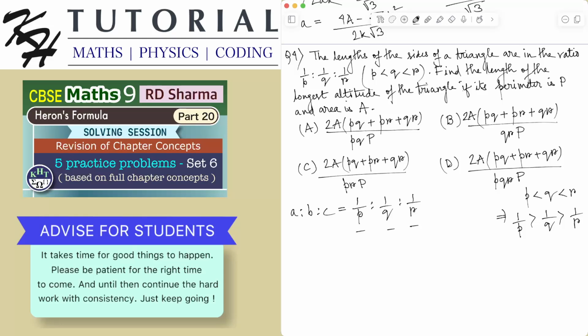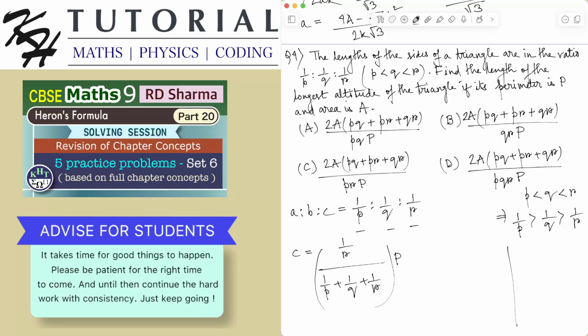So then C is the length of the smallest side. So we can clearly say that C will be equal to 1 by R divided by 1 by P plus 1 by Q plus 1 by R, this whole multiplied by P.